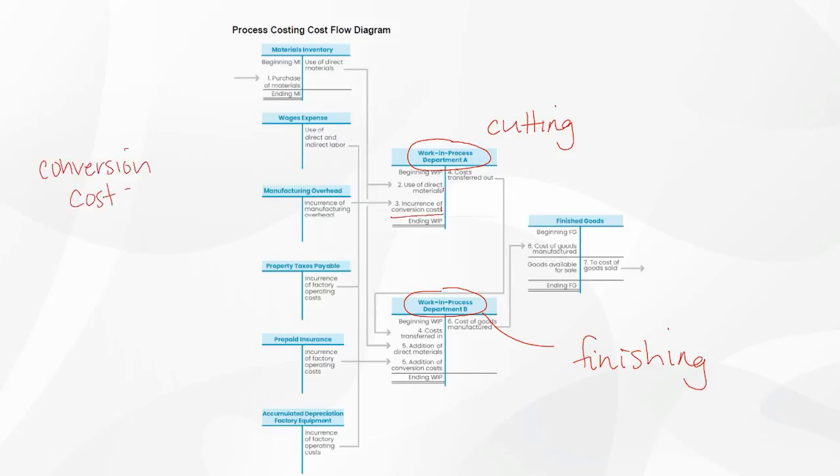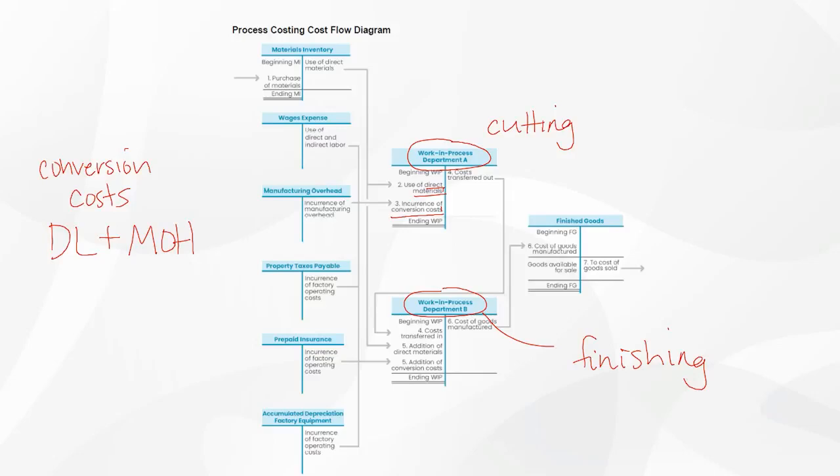Do you know what is included in conversion cost? Conversion costs are your direct labor and your manufacturing overhead. So there are still three product costs. Our three product costs are direct materials, direct labor, and manufacturing overhead. So that's the same. We record our product costs in our work in process inventory accounts.